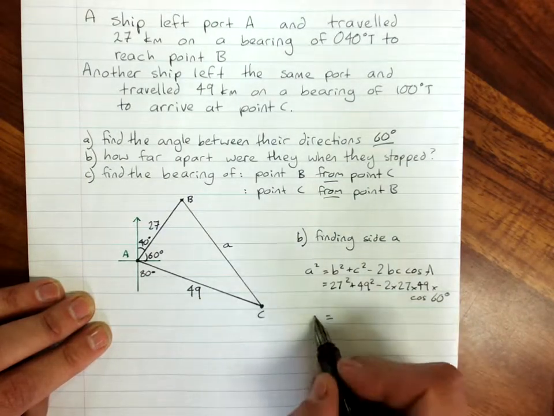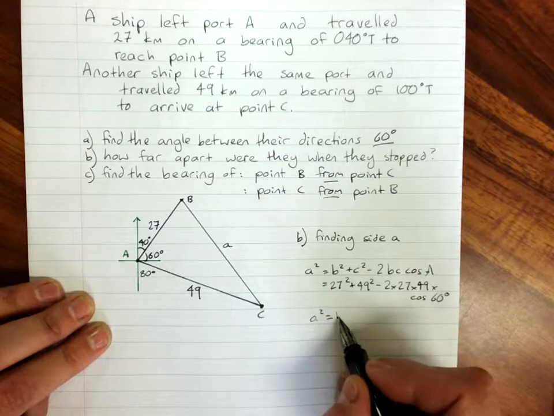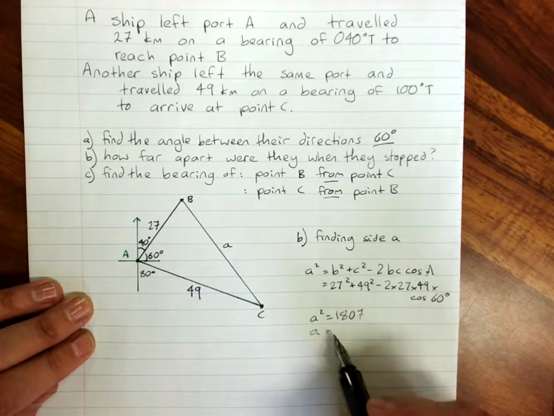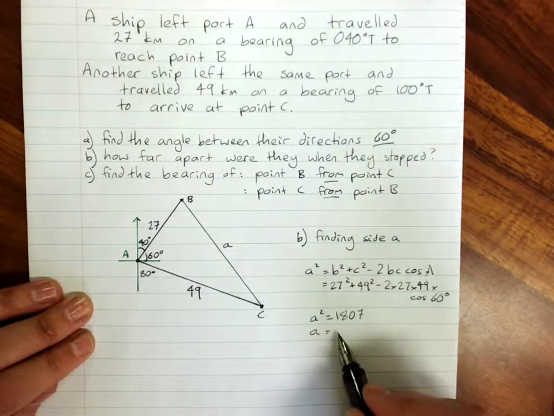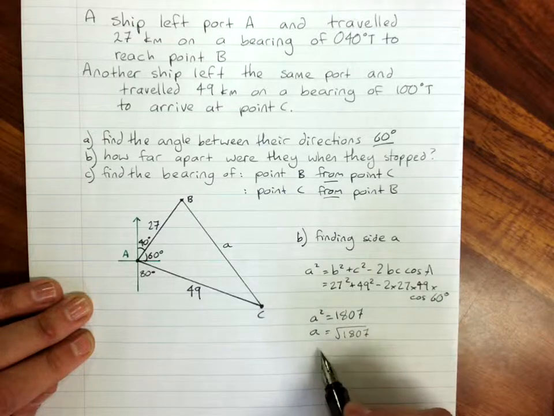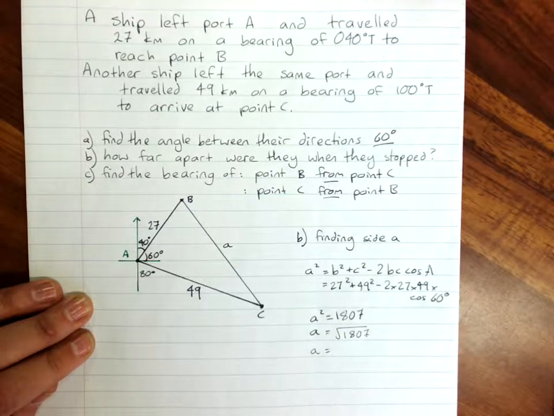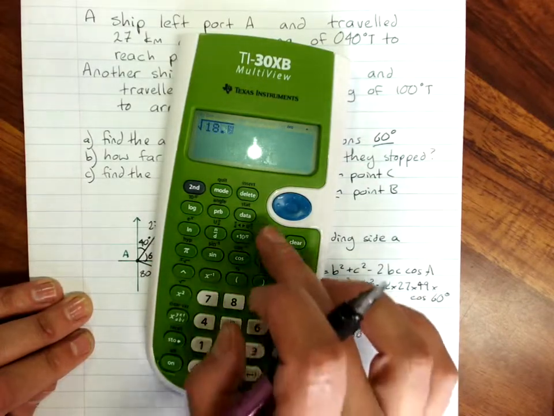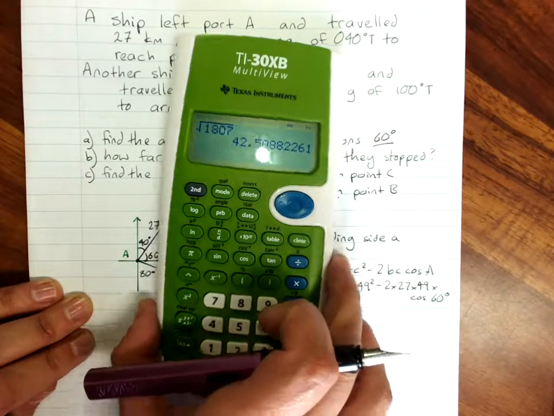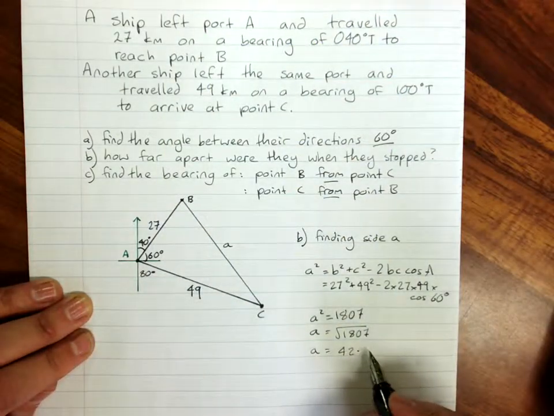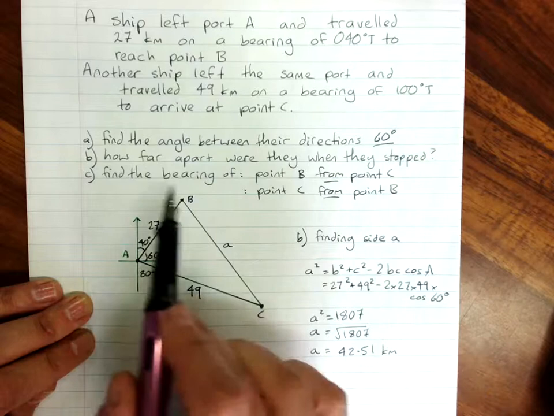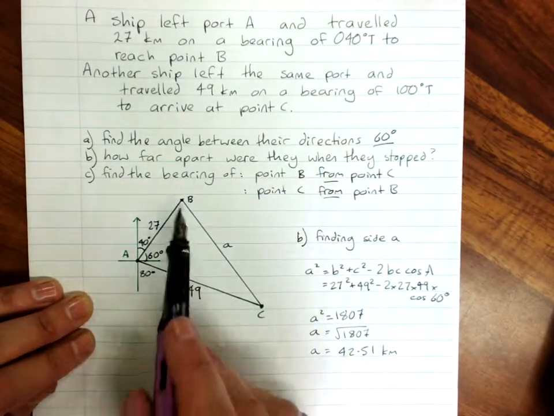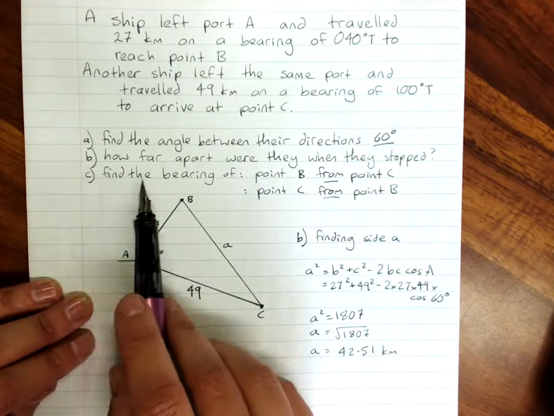Type all that into your calculator, and that gives me A squared of 1807, because I cheated and did it before. Find the square root of 1807 to get side A. So 42.51 kilometres. So how far apart were they when they stopped? 42.51.